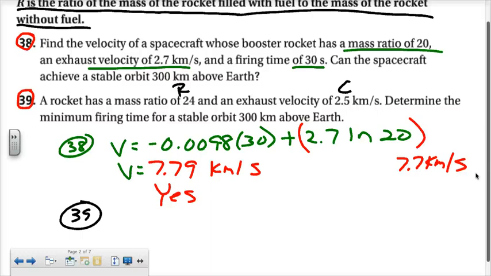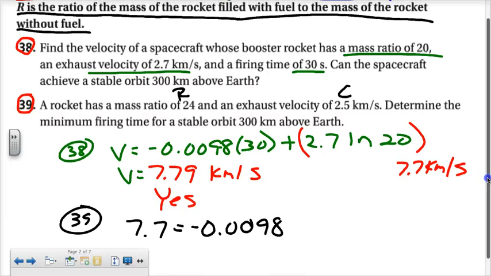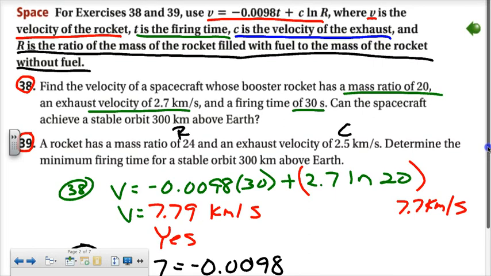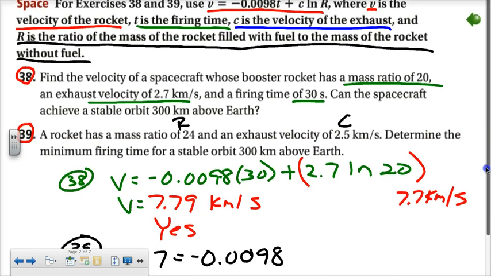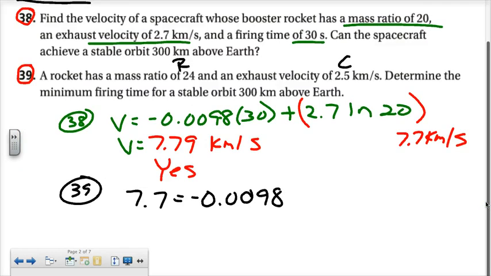Where's V? Where's the velocity? We know what it is. It has to come out to at least 7.7. So 7.7 goes in for V, and then we have the negative 0.0098 and T, the firing time. That's what we were supposed to find, so there's our T. Then we have C ln of R, and C was 2.5, natural log of 24.